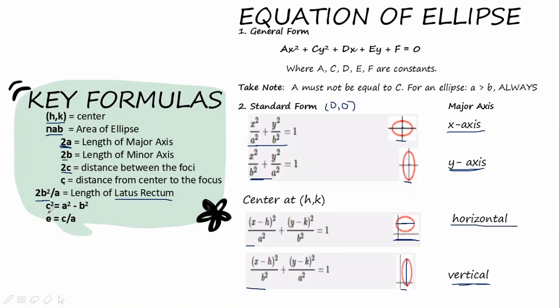And we have c squared equals a squared minus b squared, and e is equal to c divided by a. So we can use this formula, c squared equals a squared minus b squared, in finding, for example, the value of a, the value of b, or the value of c. Always remember, again, the formulas and the equation of ellipse. So let's have the example.